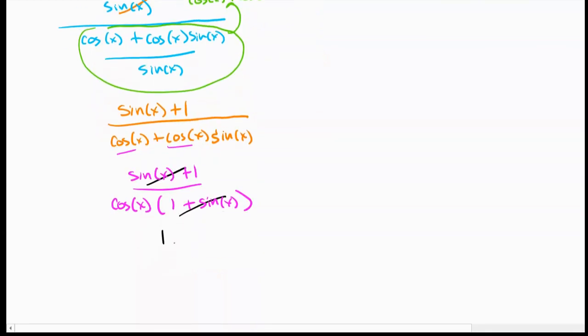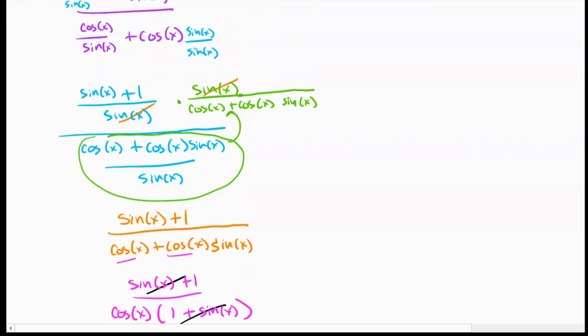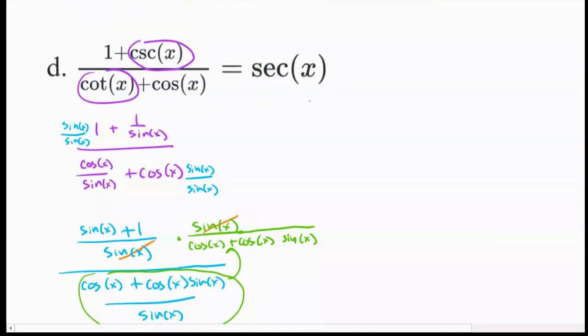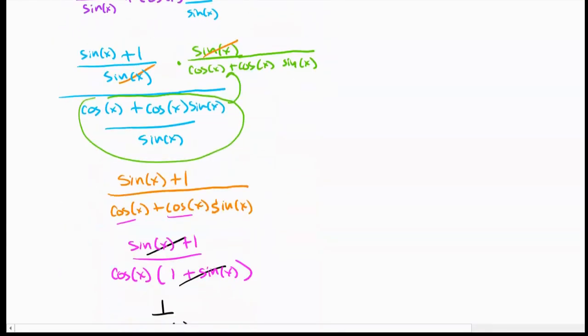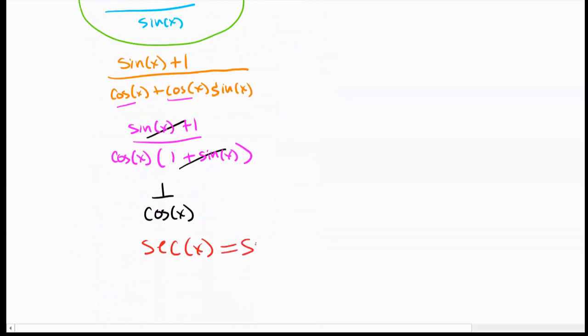I'm left with 1 over cosine of x, which is the same thing here as secant x, which, if we go all the way back up here, is what we originally wanted to get to. So we bring that down and show that we officially made our left side match our right side, therefore proving this trig identity.